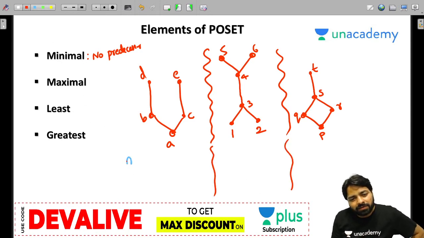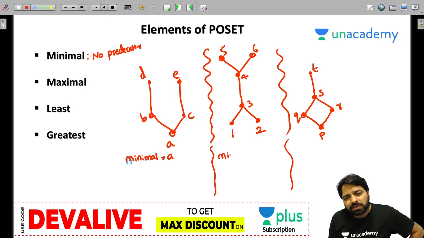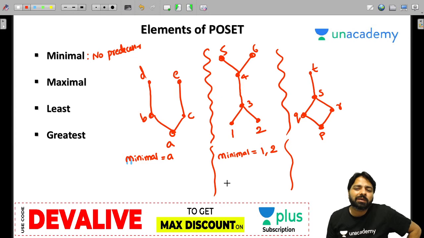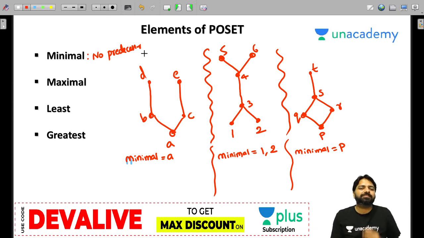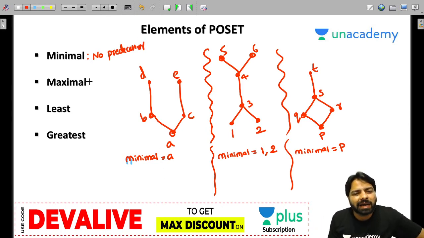Here, who is the minimal? A is the minimal. Here, who is the minimal? That has no predecessor. Here 1 or 2, both are minimals. And who is the minimal here? P. The element which has no predecessor is called the minimal element. And maximal means no successor.